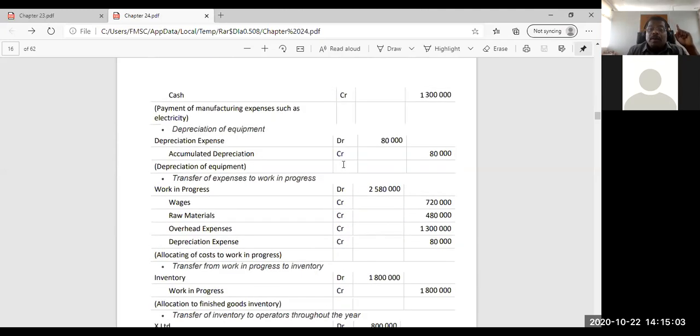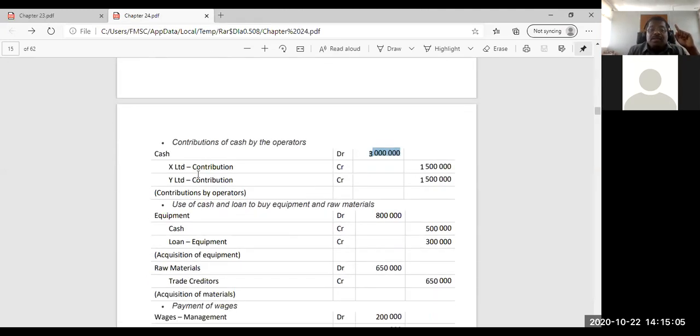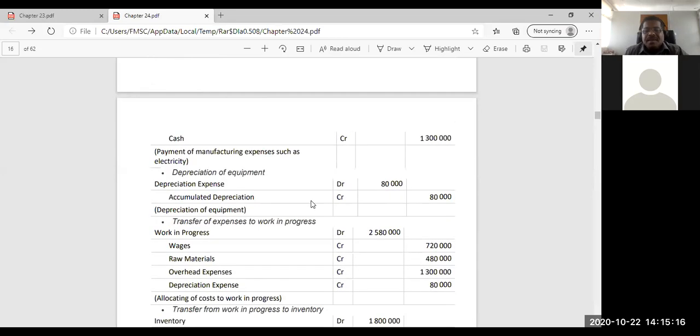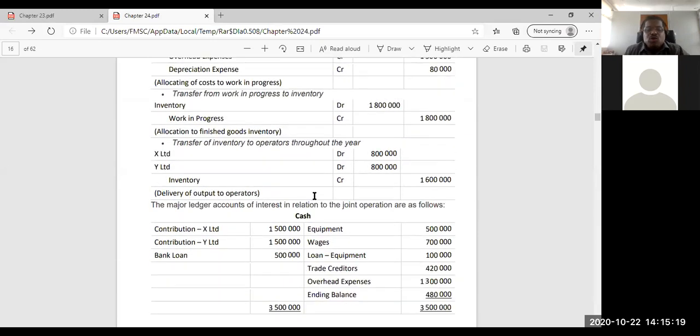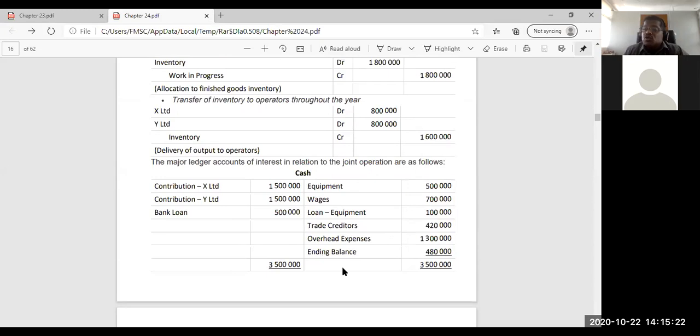You can remember we open X limited account just like a capital account here. X limited contribution, Y limited contribution. It's like a partnership account, but we don't say capital, we call it contribution here. Okay, and you can prepare the cash book for the business. You know how to prepare the cash book. X introduced so much, Y introduced so much, we received so much for the bank loan, and we paid these expenses. These are similar to your cash book. There's no problem. But remember, all these entries are not in the X and Y's books, but in the joint operations.